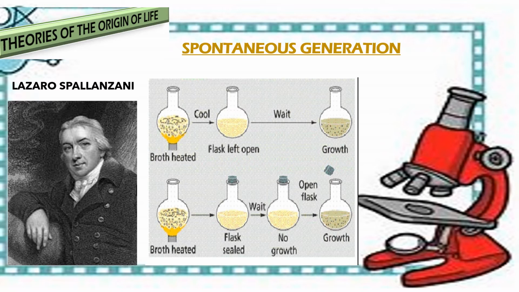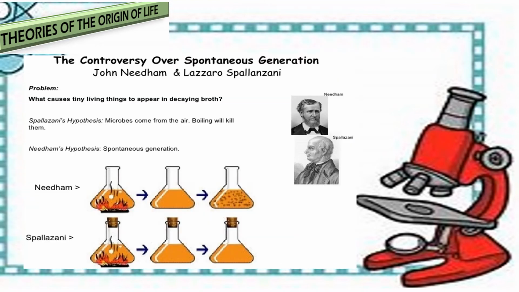The results were not completely accepted by the believers of abiogenesis, who even stated that Spallanzani excluded air from his sealed flask, which they believed was also needed for spontaneous generation to occur. That was the reason why those believers of abiogenesis did not accept his experiment. Now, there is also controversy over the spontaneous generation experiments of John Needham and Lazzaro Spallanzani.